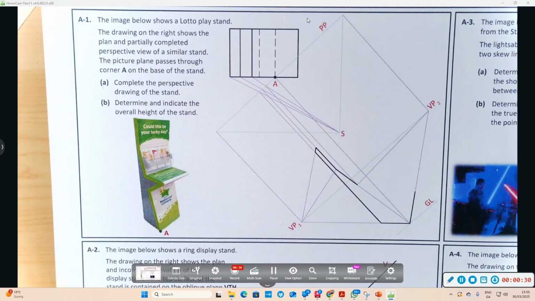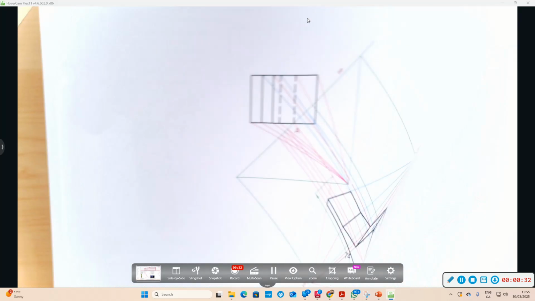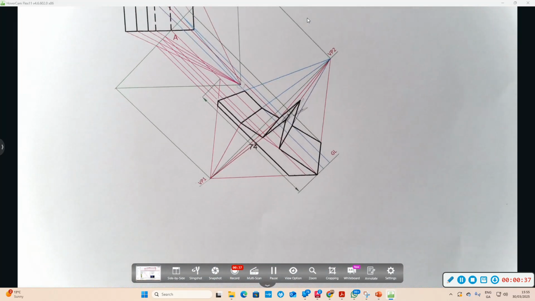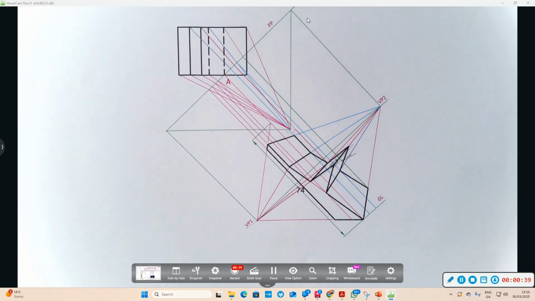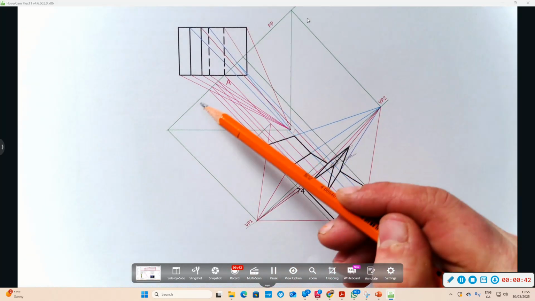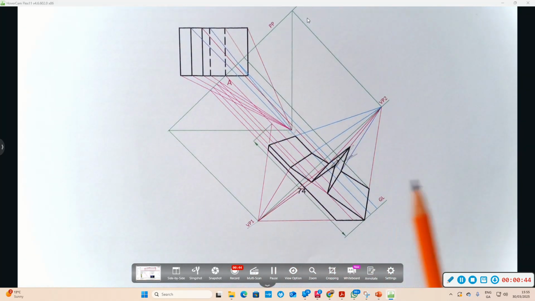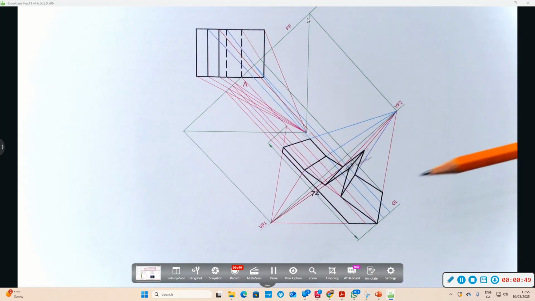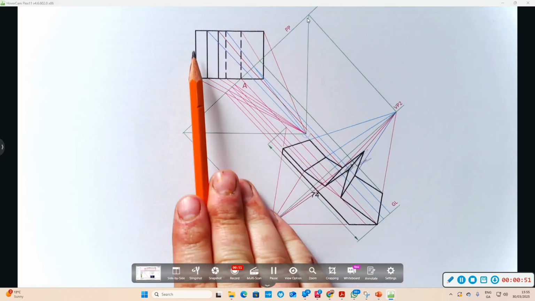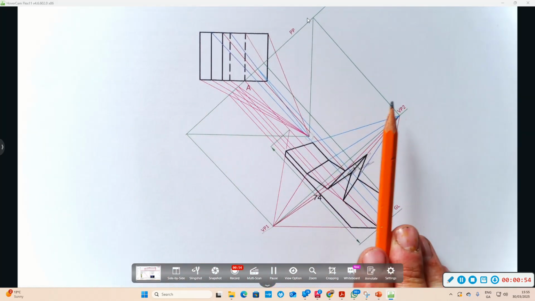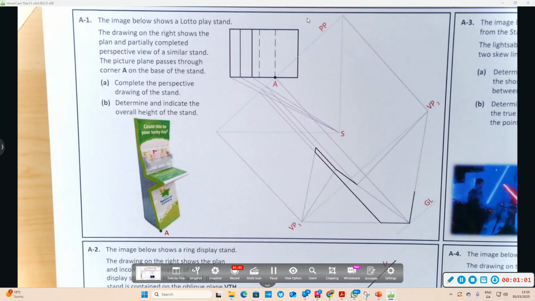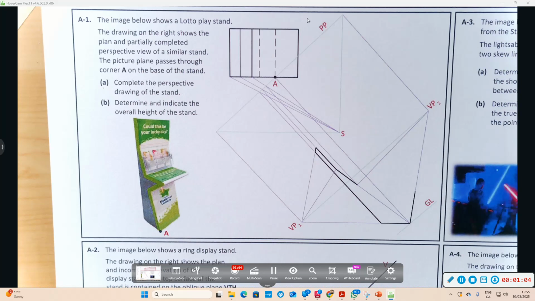Right, okay, we'll have a quick look at a solution. So here we go. We're going to join our points to our spectator, where they hit the picture plane, then down perpendicular. The lines that are like on an elevation go to VP1. The lines that go this way, like on an end elevation, are going to VP2. So we're going to start accumulating our marks.